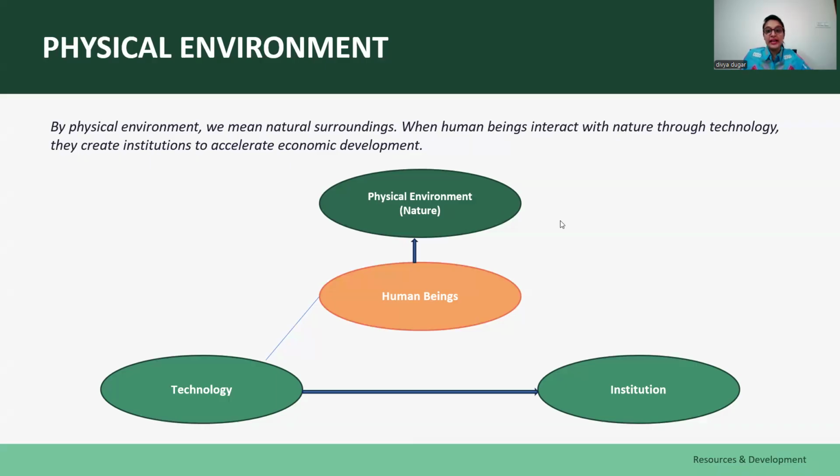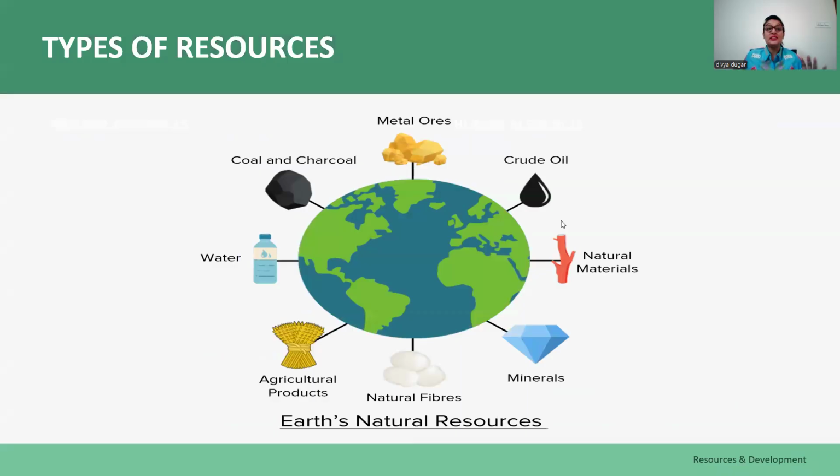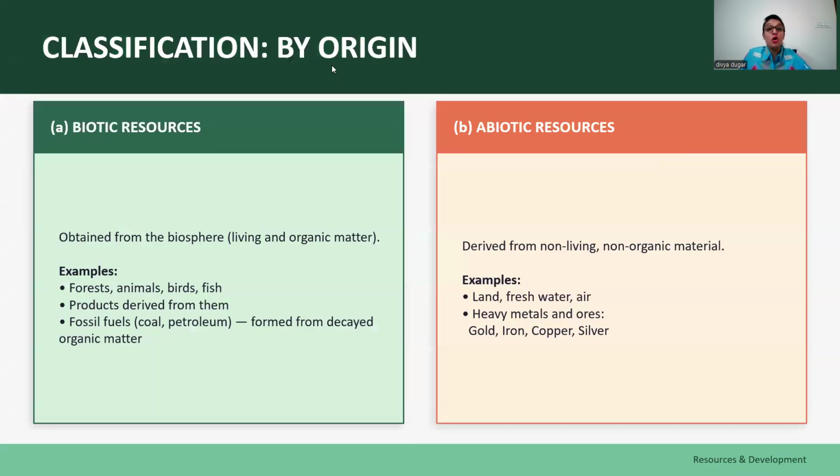Now next part, children, types of resources. What are the different types of resources we have? We are going to understand in detail about each resource. Now children, on the basis of origin, we have two main types of resources, biotic and abiotic.